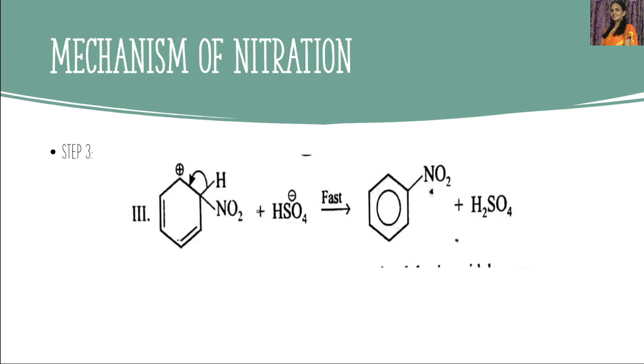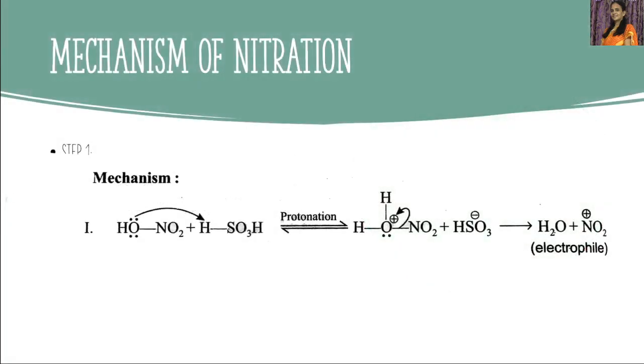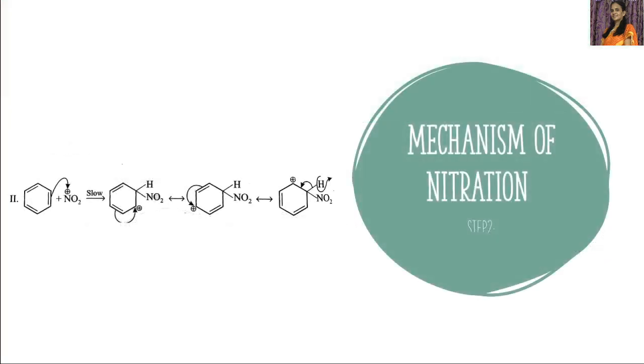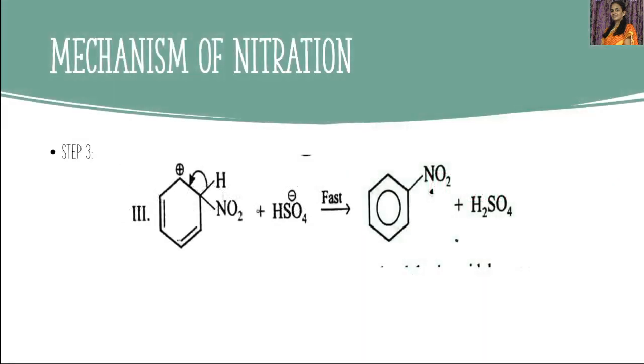So in the first step, I'll show you the first step. HNO3, concentrated nitric acid, reacts with concentrated sulfuric acid to form the electrophile; NO2 plus, that is nitronium ion, is generated. So step 1 is generation of electrophile. In the second step, this electrophile goes and attacks one of the carbon atoms with a pi bond to form a sigma complex. This is the second step. And in the third step, the sigma complex loses one proton to the other part of the reagent or catalyst to form the desired product, that is nitrobenzene.